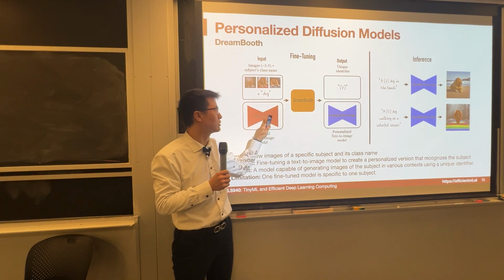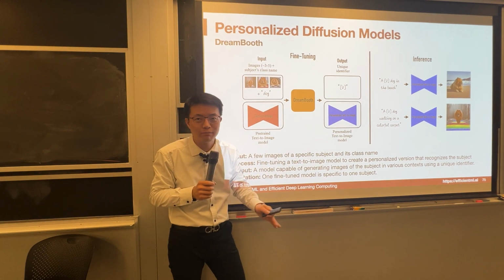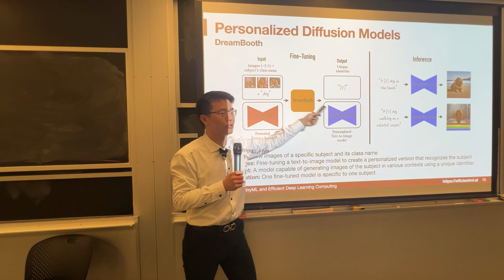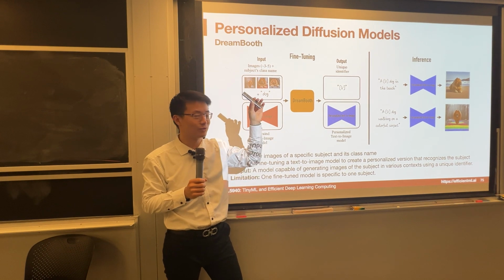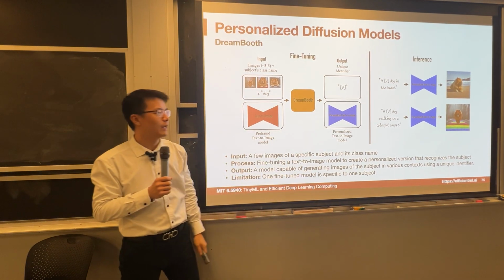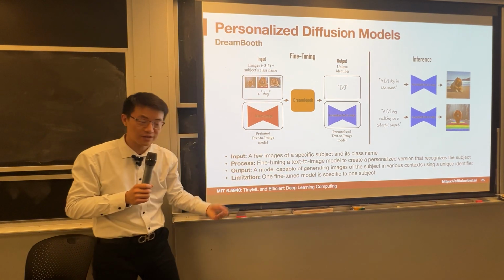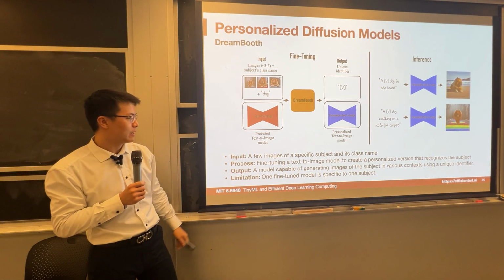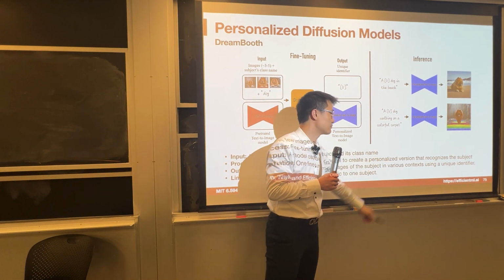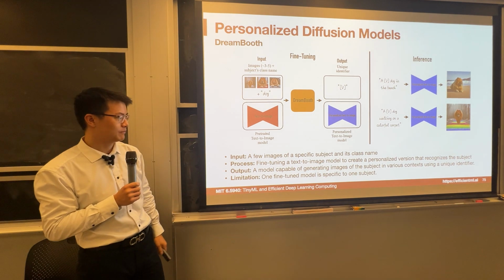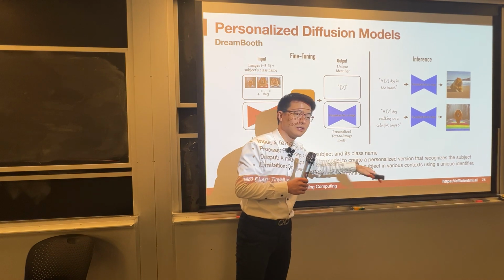It generates a customized model, no longer the original general text to image, but a personalized text to image, just one model for one object. You have a dog, you can train a new model. But later if you want to make an advertisement for another item, you have to fine-tune another personalized text to image model. So the input is just a few images of a specific subject and the class name, and the process is basically fine-tuning the text to image model to create a personalized version of that particular subject. The output is a new model capable of generating images of that subject in different contexts.